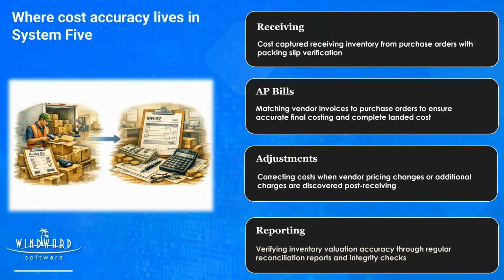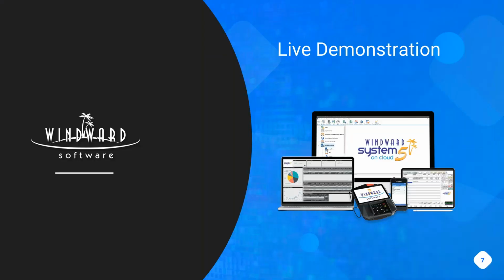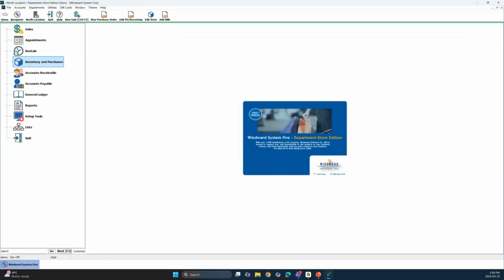Okay, so that's not bad. At the 10-minute mark, we're going to get into a live demonstration. So I'm going to bring up System 5, and we're going to talk about 4 things. The 4 things that I want to talk about today are going to be some key fields when we are talking about cost of our inventory. That's very different than pricing, but I'll talk a little bit about that. But first, the 4 key fields.